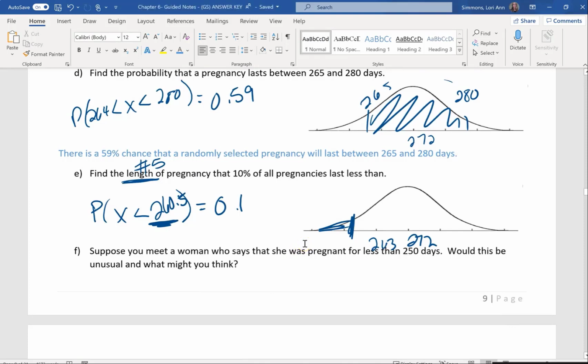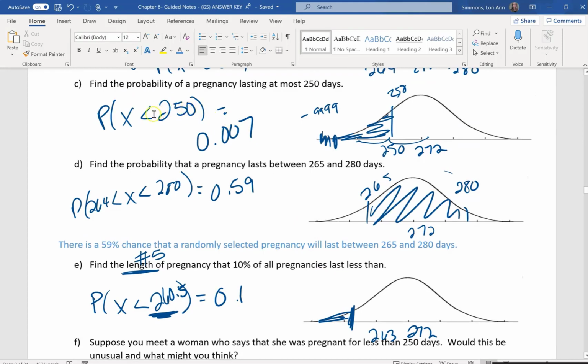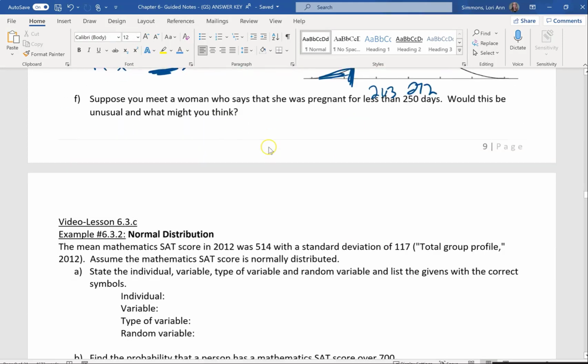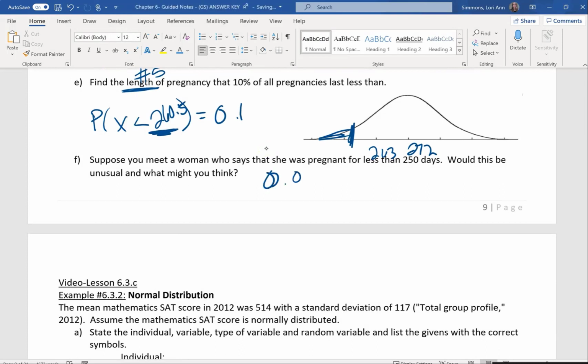Suppose you meet a woman who says that she was pregnant for less than 250 days. Would this be unusual? And what might you think? So for us to figure out if something's unusual, we need to figure out what the probability is. So look at part C because we already did it. Less than 250 days, 0.007. Is this unusual? Yes, it is, because it is less than 0.05. So it is unusual.